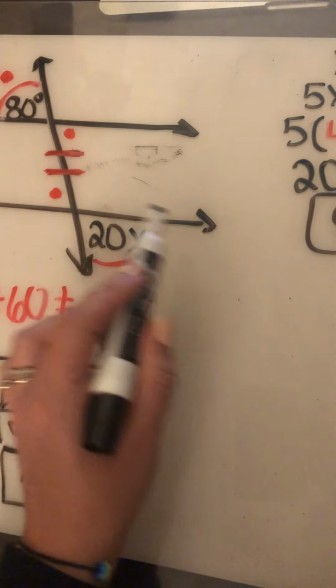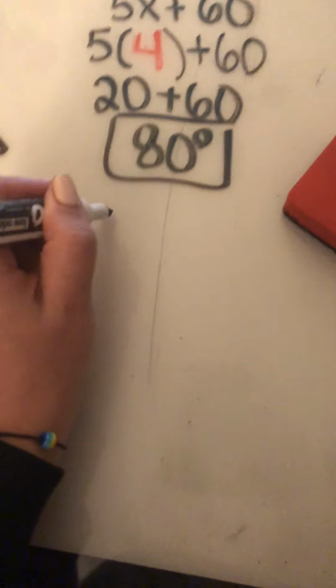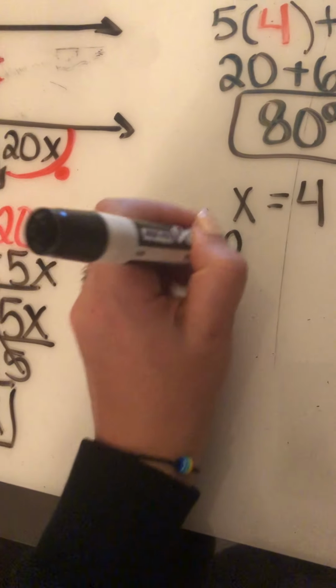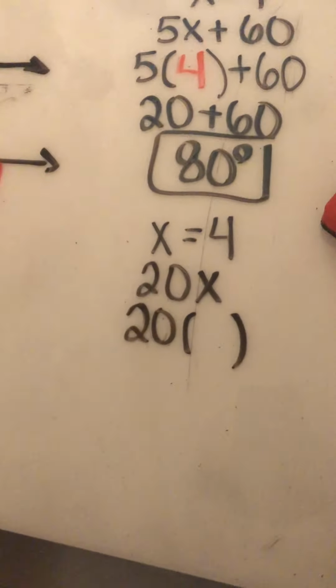Second angle, that's going to be the third question for part 2. They're going to ask you to find the other angle. So again, x equals 4. 20x is that angle measure, so 20x. I'm going to plug in 4 for x.